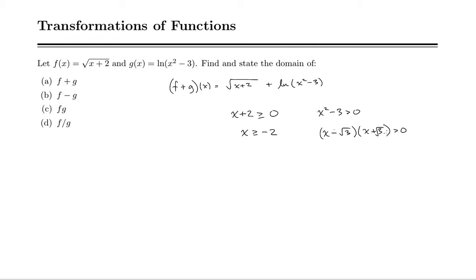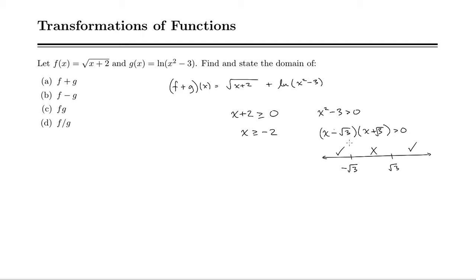Okay, so this gives us a couple of values, negative root 3 and positive root 3. And we're going to look at those on a number line and see what works out. If we plug in, say, just 0, 0 squared minus 3 is negative. That's certainly not greater than 0, so that doesn't work. We plug in a number up here, say 2. 2 squared minus 3 is 1. That is greater than 0, so that works. And the same thing with negative 2.